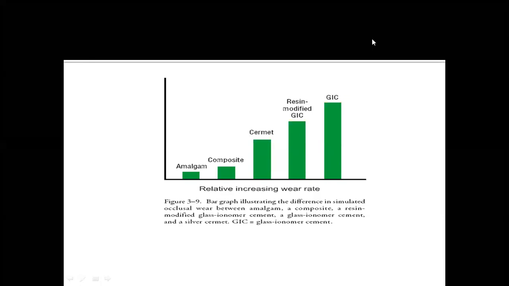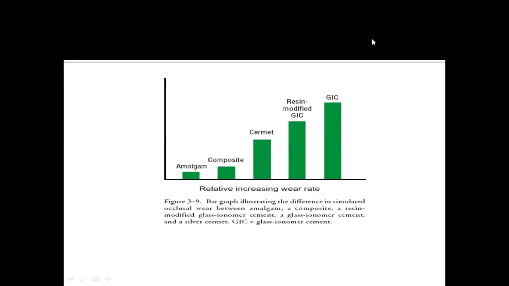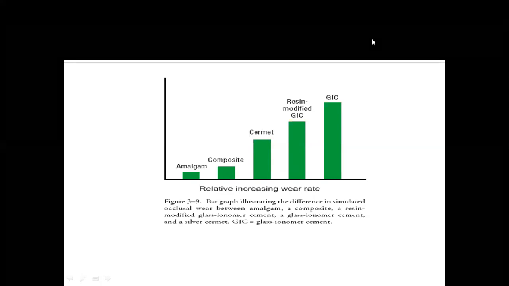GIC is anti-cariogenic because it releases fluoride. Fluorides prevent caries progression. They are also antibacterial at times, fluoride. So GIC, because of its fluoride release, is most commonly used in high risk cases where there is a high amount of caries potential or decay in the patient. That's where we use GIC.